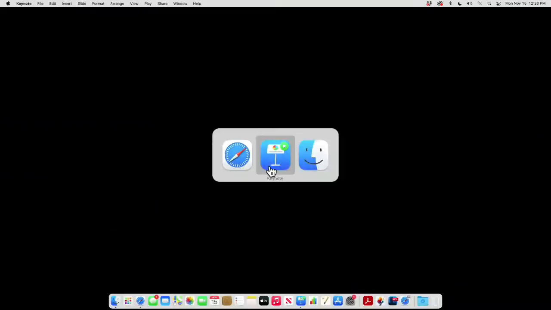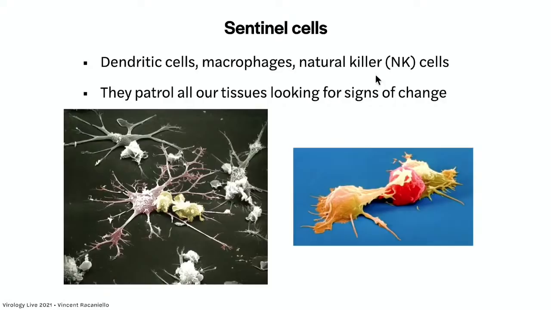The sentinel cells include dendritic cells, macrophages, and natural killer cells. They patrol our tissues and look for signs of change, something that would indicate an infection, for example. These are dendritic cells here on the left. They're so named when they were discovered because they look kind of neuronal, with dendrites. They have a cell body and these long processes. These are typical of an activated dendritic cell, as you'll see in a moment.